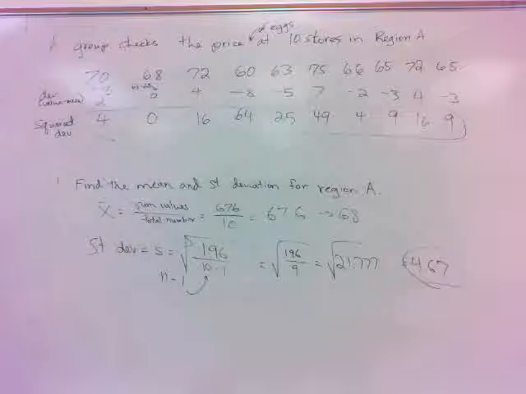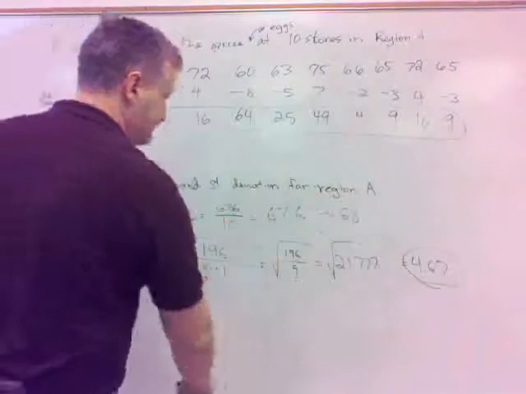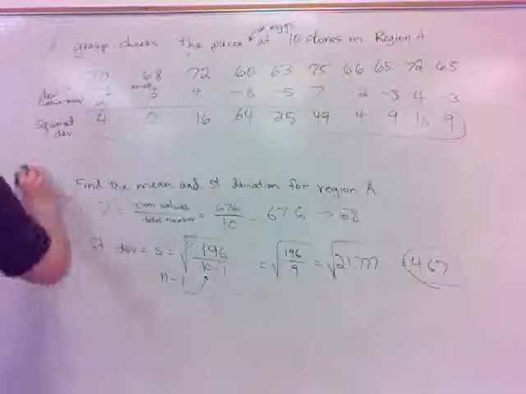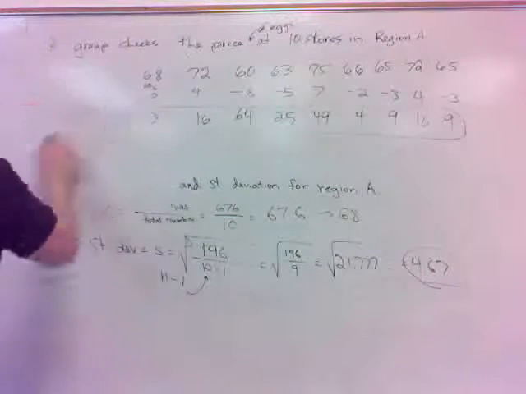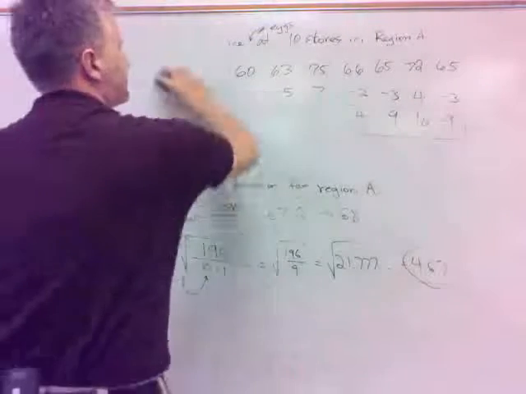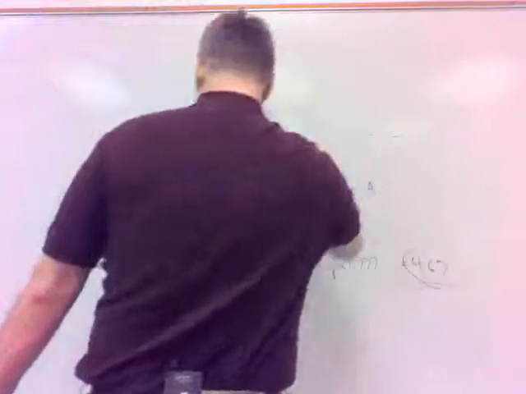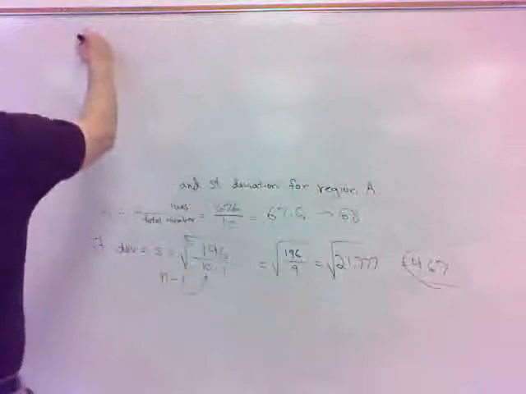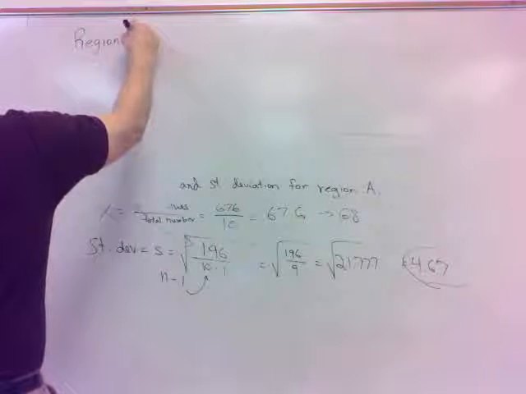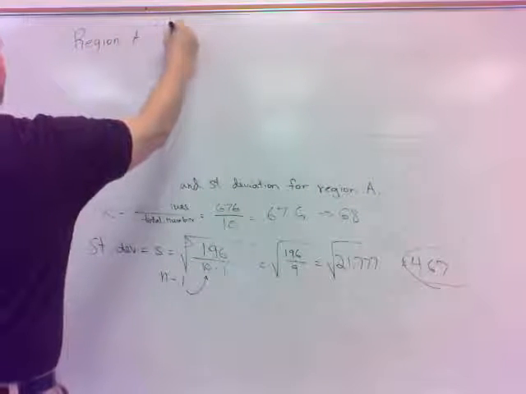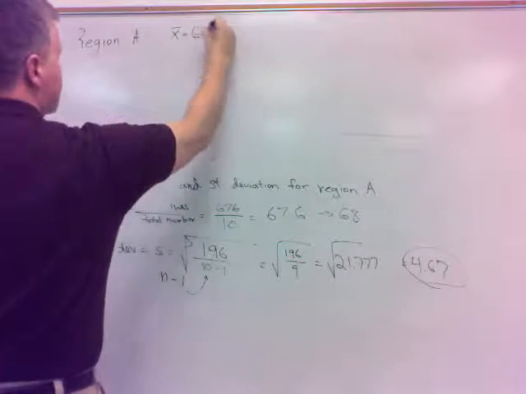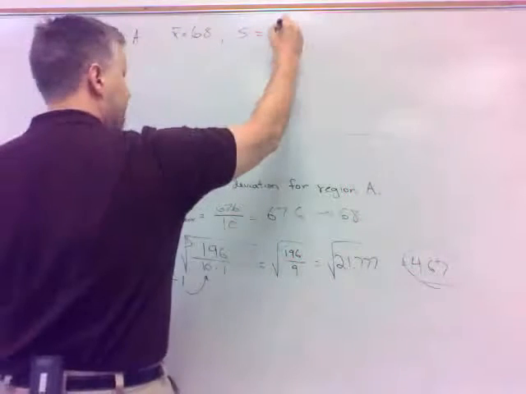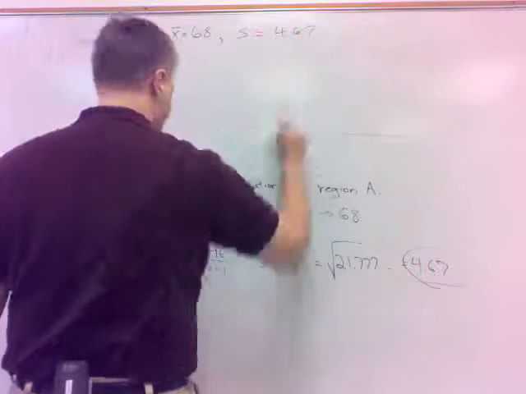All right, so notice that was my number 1 question. I've got a couple others on this one. All right, so region A, so here's the region A. We've got the mean is 68 and standard deviation 4.67.